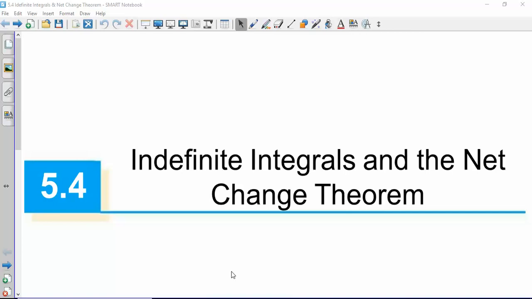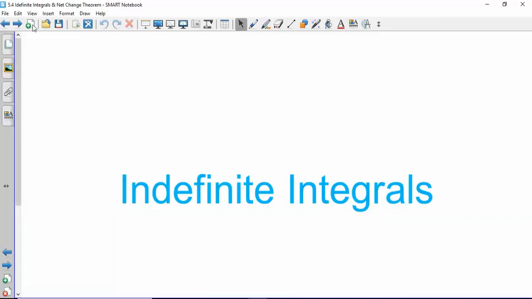Numbers we plugged in. An indefinite integral means we're not actually plugging in and evaluating. So when you do those antiderivatives, what do you have to make sure you have at the end, Landon? Plus C, yes. So just more practice with that.